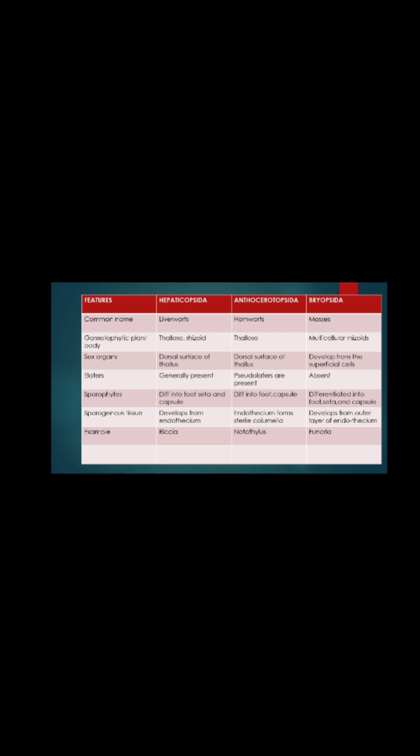Examples are Riccia, Notothylus and Funaria. Please don't get confused, and please learn both of these tabulated charts so that it will be easy for you.